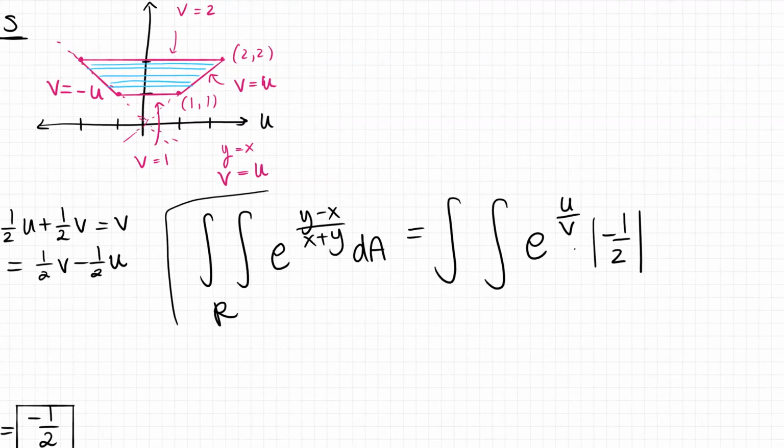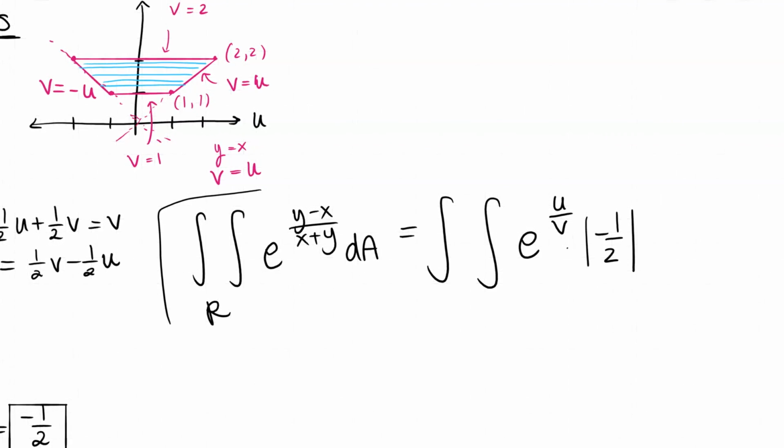And now we decided we're going to have to integrate with respect to u first, right? So I'm going to have du dv. So what is u bounded by? Well, down here, if I solve this, u equals negative v. So it's bounded on the bottom by negative v. It's bounded on the top by v, right? And then what is v bounded from? 1 to 2. Okay, I hope that makes sense.